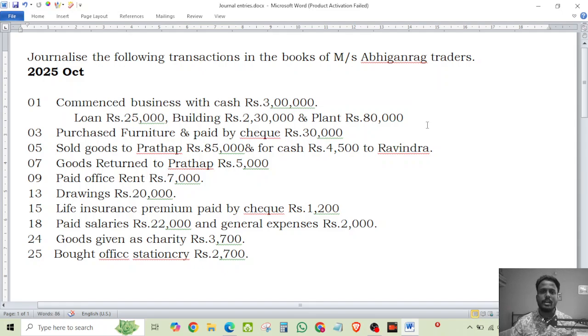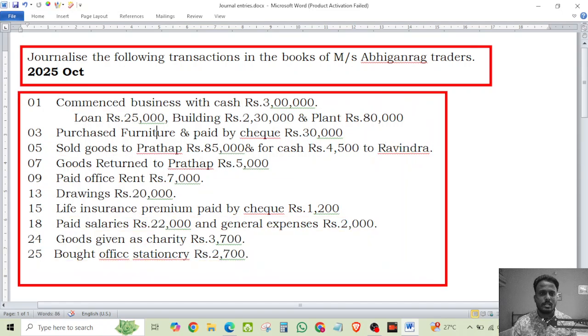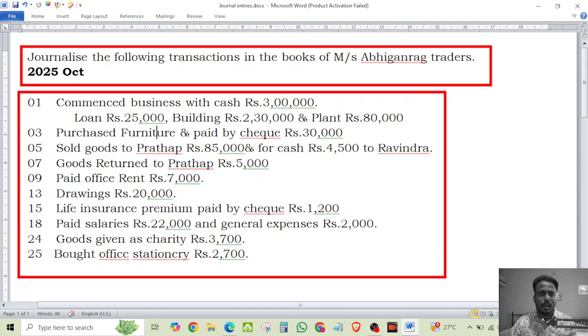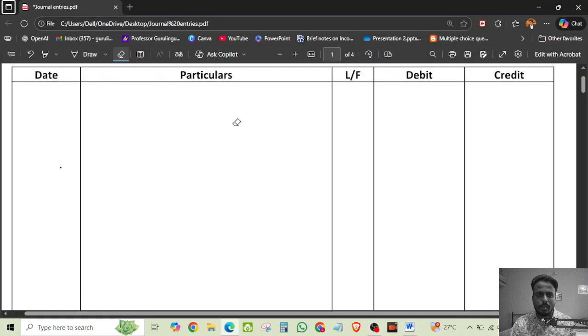Let us try to understand one simple problem I have taken, that is, journalize the following transactions in the books of Abhigan Rag. Here there are certain basic rules you have to understand before directly going into the sum. The transactions here are related to the month of October. First of all, try to understand the journal entry format which is given.